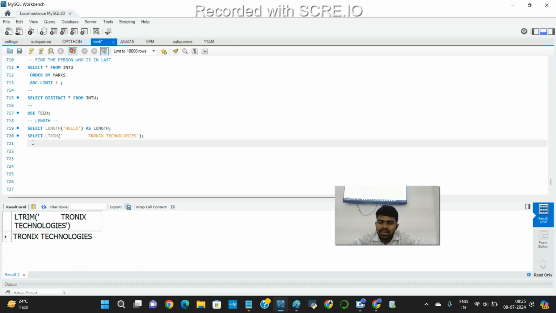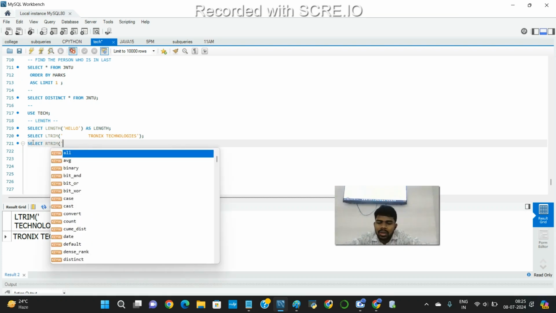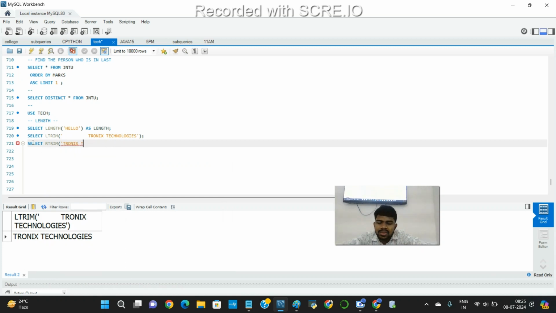Now in a similar way, for example, select RTRIM of, let's give a space at the end now. Now RTRIM is going to remove the spaces at the right of the string. So I can simply specify it like this.